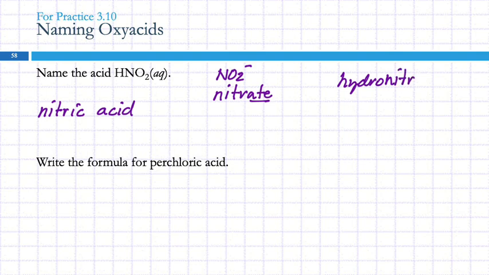So hydronitric acid. The prefix hydro tells me that this does not have oxygen in it. It's just hydrogen and, in this case, nitrogen. And hydrogen always has a positive 1 charge. Nitric comes from nitrogen, which is a negative 3 charge. And so the formula for that would be H3N, aqueous. So nitric acid and hydronitric acid are different acids.